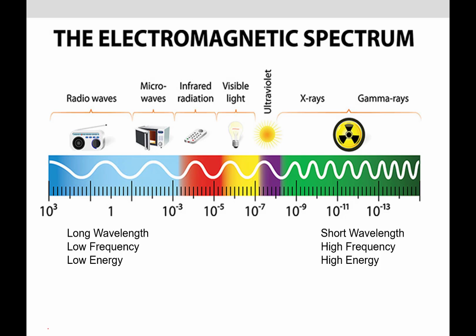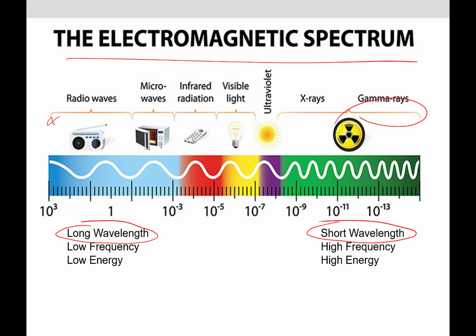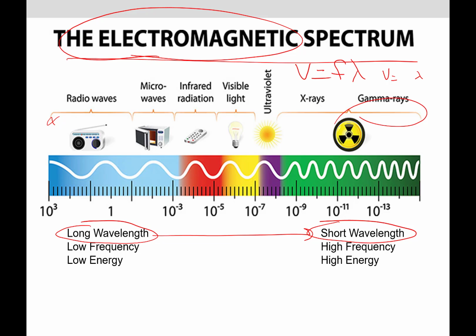Now, the electromagnetic spectrum goes from, as I've mentioned, long wavelengths on this end to short wavelengths on that end. But there are other properties that go along with length as you go from one end to the other. Because of this equation, velocity is frequency times wavelength. As the wavelength gets shorter, for electromagnetic waves that are all traveling at the same speed, if wavelength gets short, frequency is going to get high.